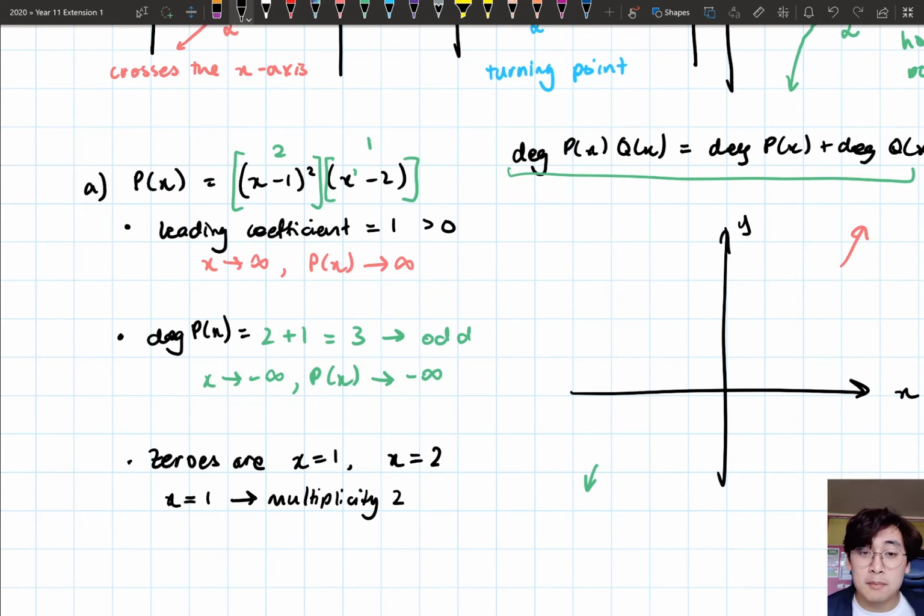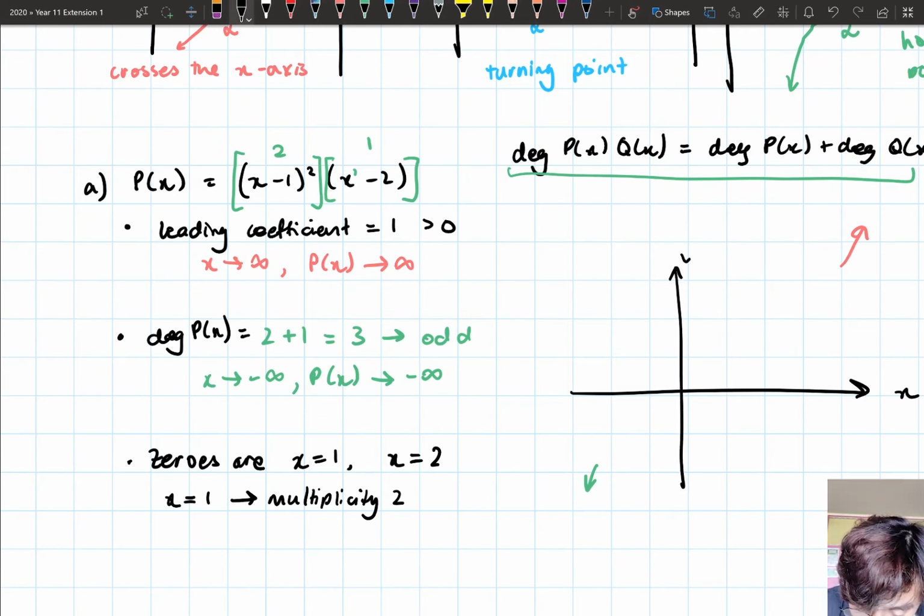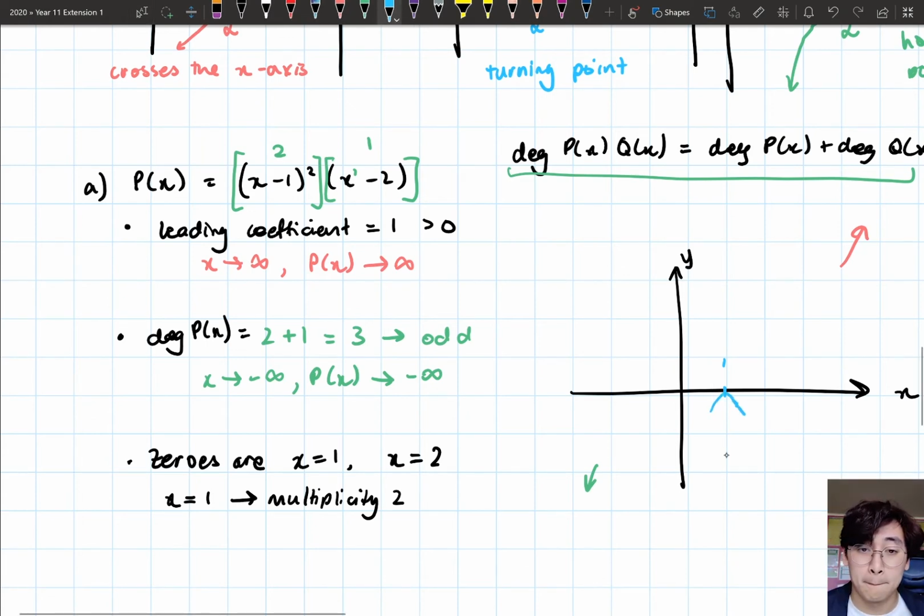2. So what that means is that when x is equal to 1, and I'm actually going to move my y-axis a little bit just so I can make this look a little bit better. When x is equal to 1, there's nothing going in between, so it's going to actually have this kind of turning point shape. Okay, cool. So when x is equal to 1, we've got that.